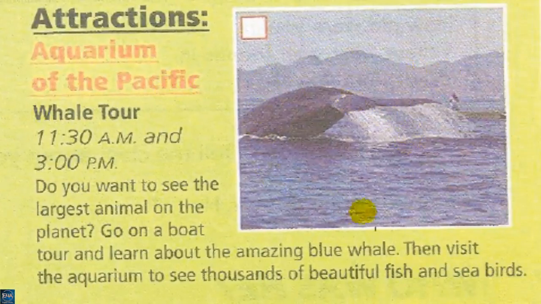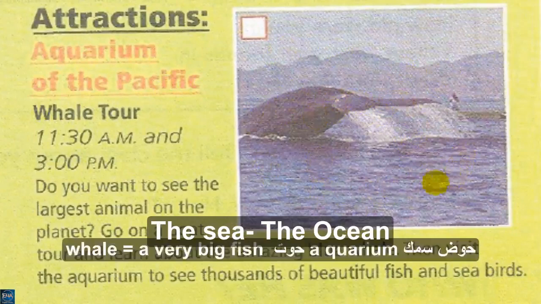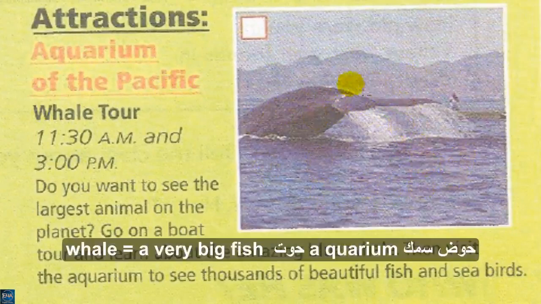Five, look at the picture. What do you see? What's this? This is the sea, the ocean. Very big fish. This is whale. Whale, this is wonderful. Now, what's this? Attractions. Aquarium of the Pacific.